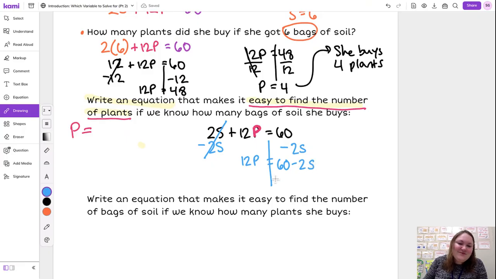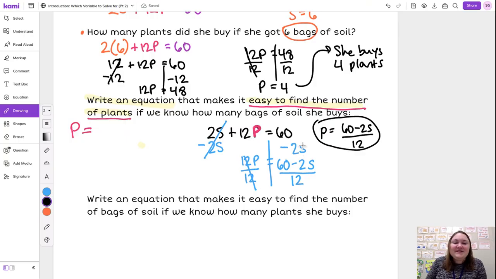I cannot subtract because I have a number and a variable. To finish solving for p and get p all by itself, I need to divide by 12. And I need to divide both sides by 12. And so if I want an equation that makes it easy to find the number of plants, that equation could be p equals (60 minus 2s) divided by 12.